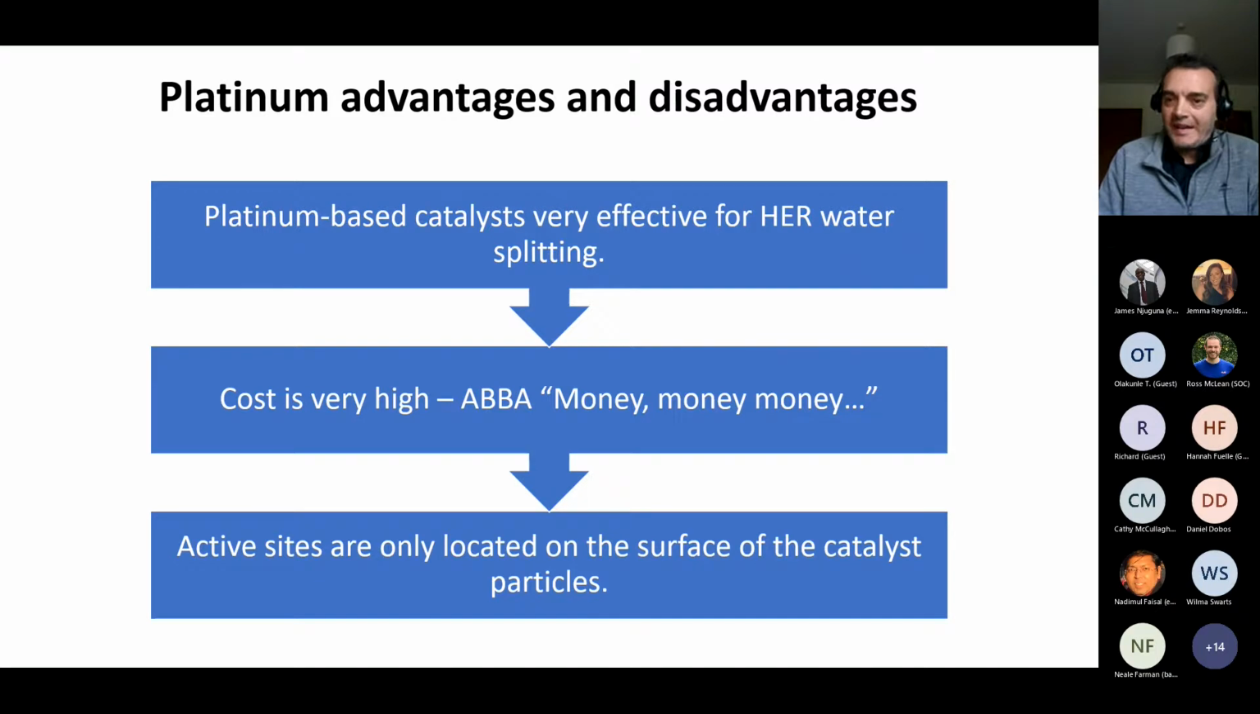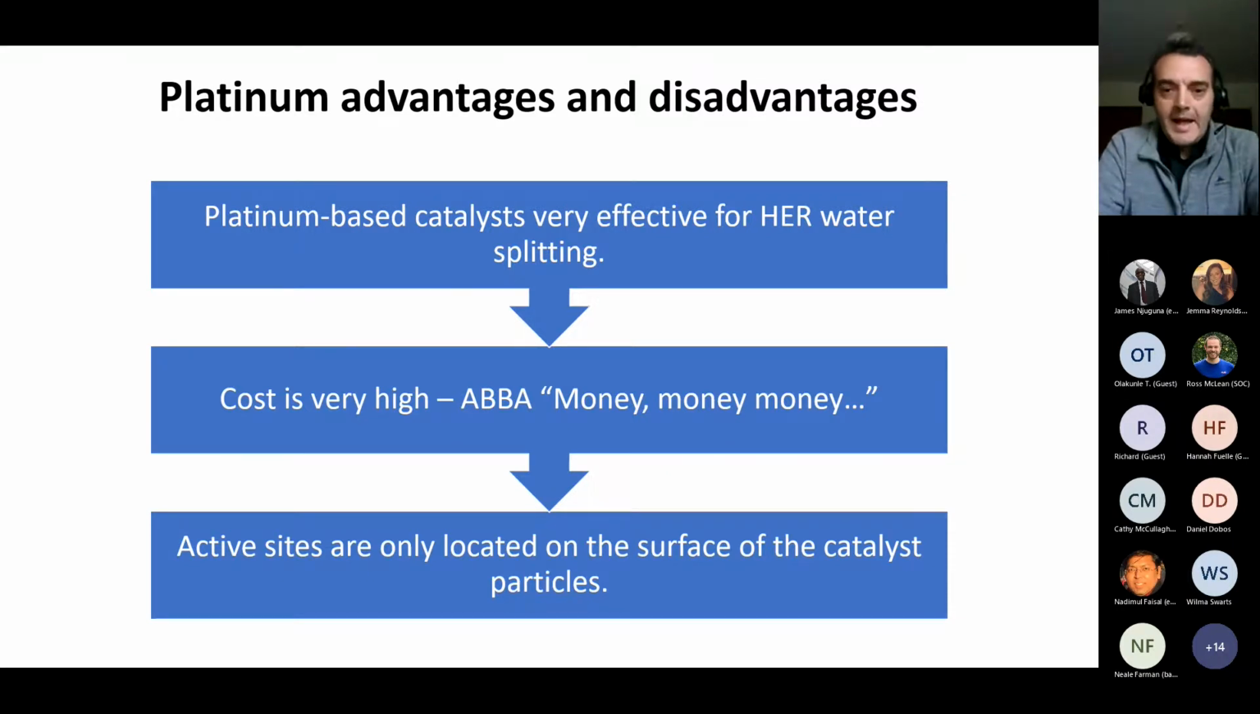It's very effective for splitting water and producing therefore hydrogen. However, as our friends from ABBA would say, money, money, money, must be funny in a rich man's world. So, very high cost. As you can see by my singing, that's why I'm dedicating my life to other things, no singing.